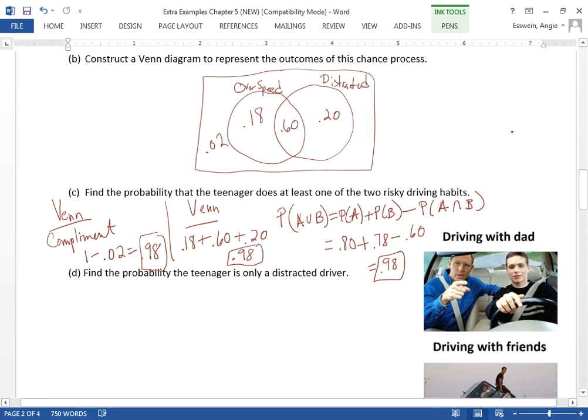So we've done a two-way table, Venn diagram, formulas, and then let's do this really quick. Probability of teenagers that are only a distracted driver. Only distracted. Just look at the diagram. Only distracted right here, right? 0.2. Only distracted, that's your answer, because you drew a Venn diagram.